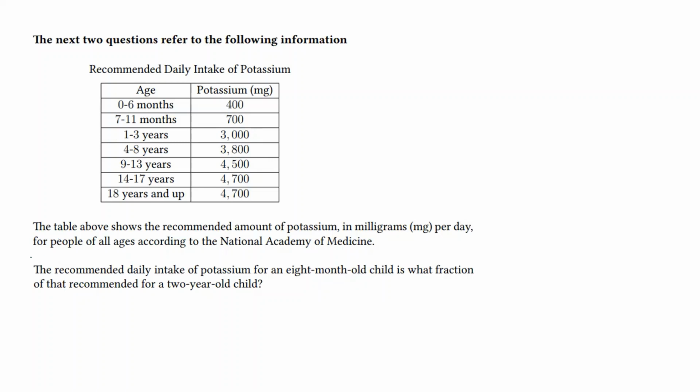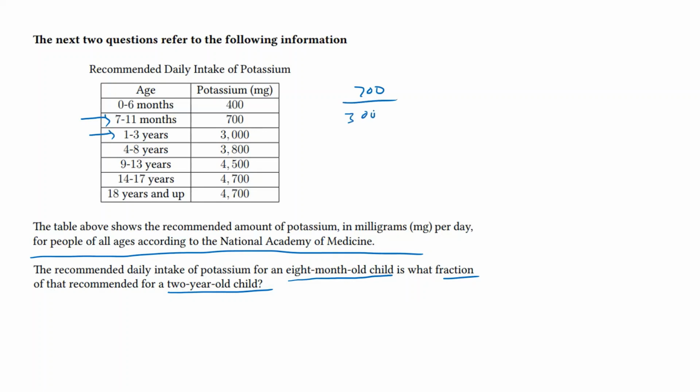The second question to this STEM is this. The recommended daily intake of potassium for an 8-month-old child is what fraction of that recommended for a 2-year-old child? So we simply look at the table for these two numbers. 8 months is going to fall into this category, 700. A 2-year-old child will fall into this category, 3,000. Simplifying gives 7/30 as the fraction.